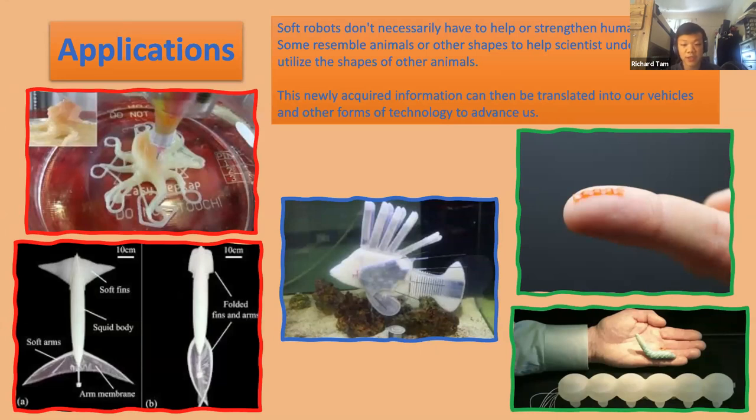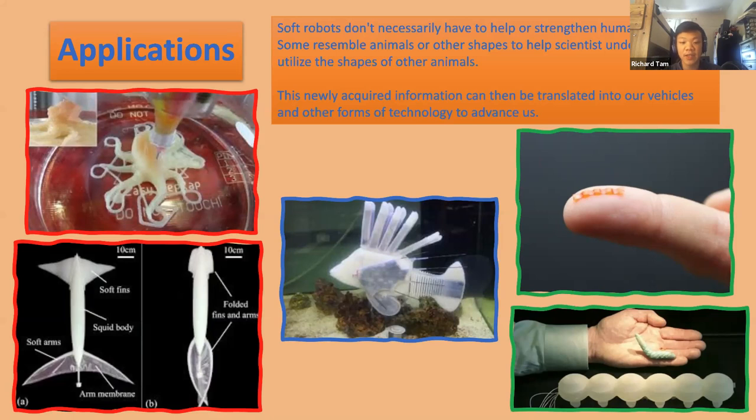The one in the middle is a realistic fish created by James Puke from the University of Pennsylvania with the help of Robert Sherbert, or Shepard, my bad, from the Sibley School of Mechanical and Aerospace Engineering.